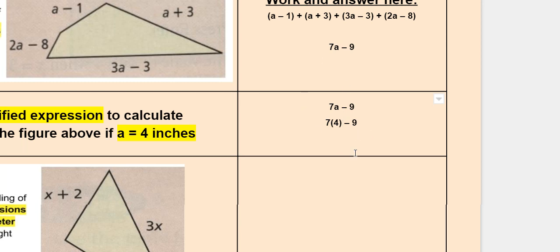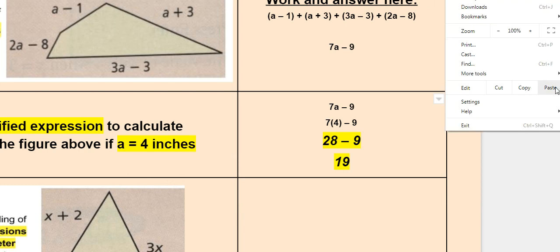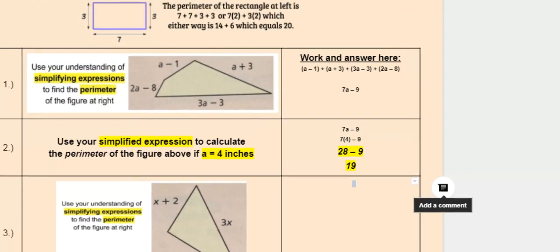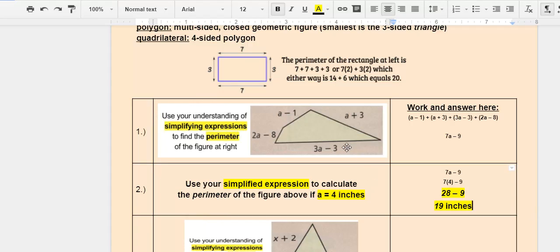And now what we have to do is evaluate and simplify. So 7 times 4 is 28. 28 minus 9. Okay, 28 minus 9 gives us 19. Now, the only thing we have to remember here is that we're talking about inches, so we have to put that on the back. It's 19 inches. And there we go, 19 inches is our perimeter.